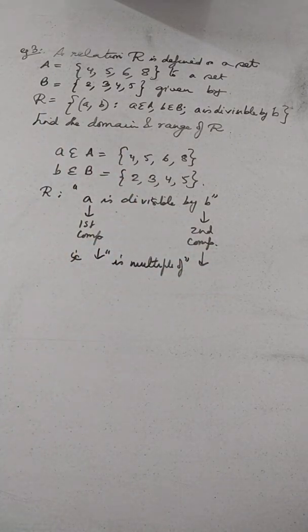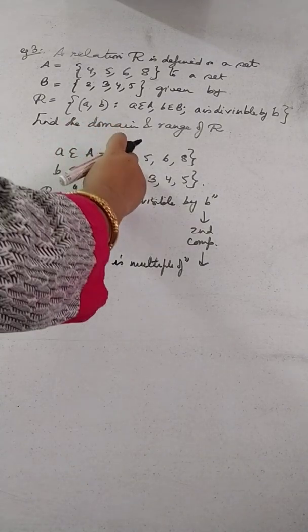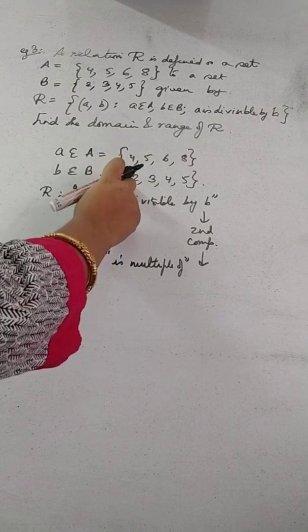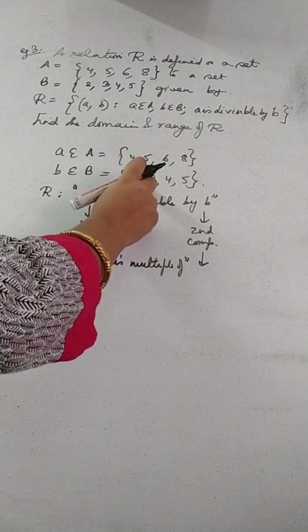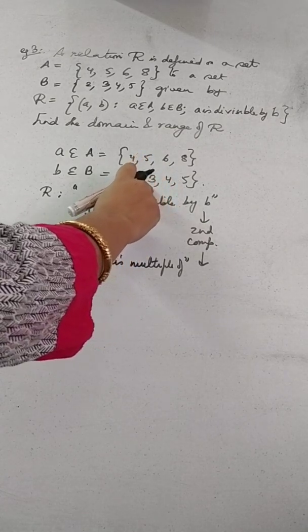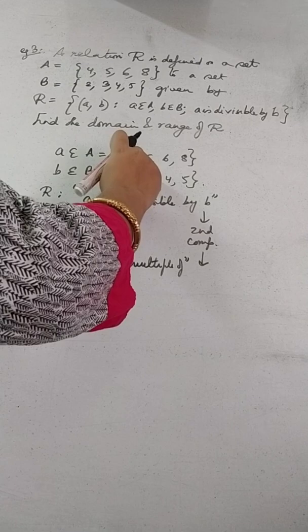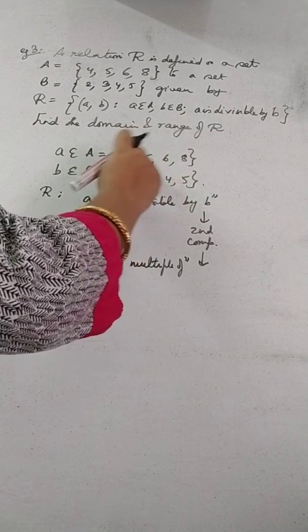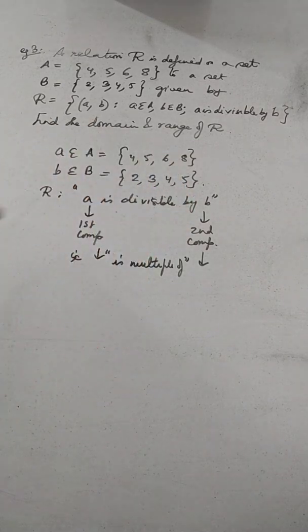There are two ways of doing it. As usual, you can do it directly. First, take the element 4. Check, 4 is divisible by 2. Yes, so (4, 2) will form a pair. 4 is not divisible by 3, so it will not form a pair. 4 and 4, it's divisible, so this pair will be taken. 4 and 5, not divisible, it won't be taken.